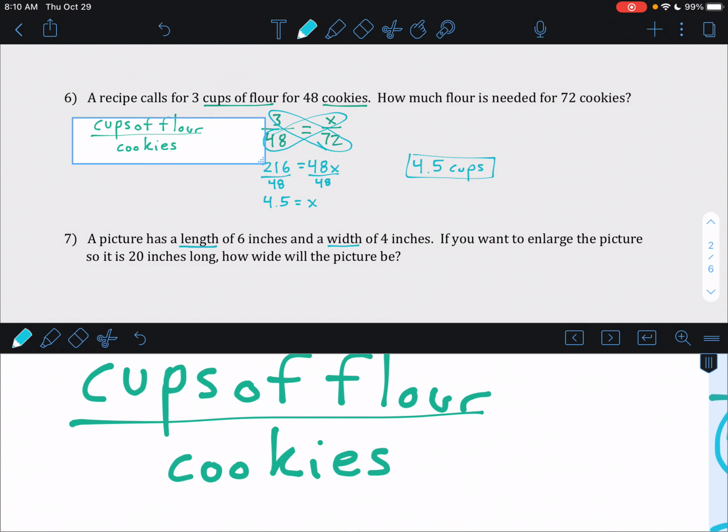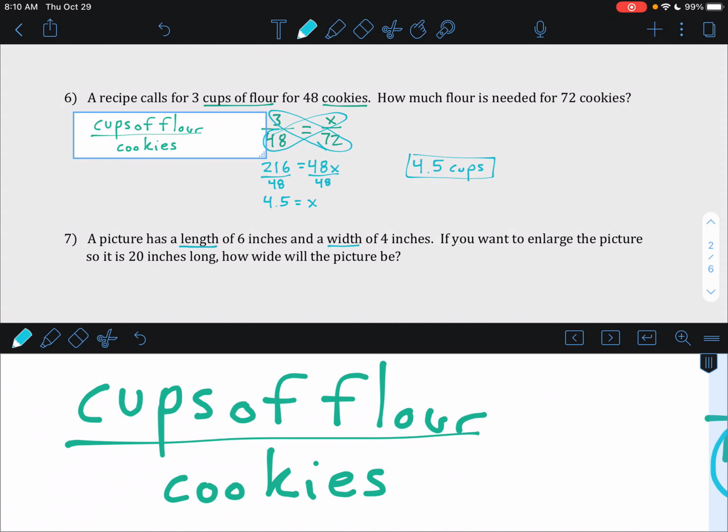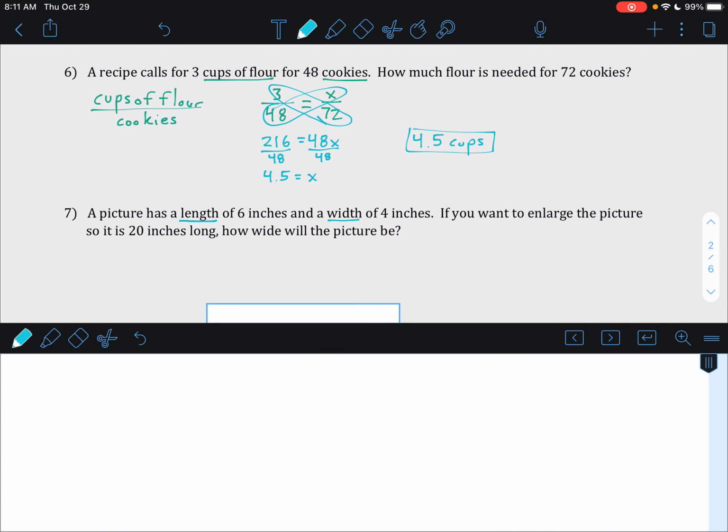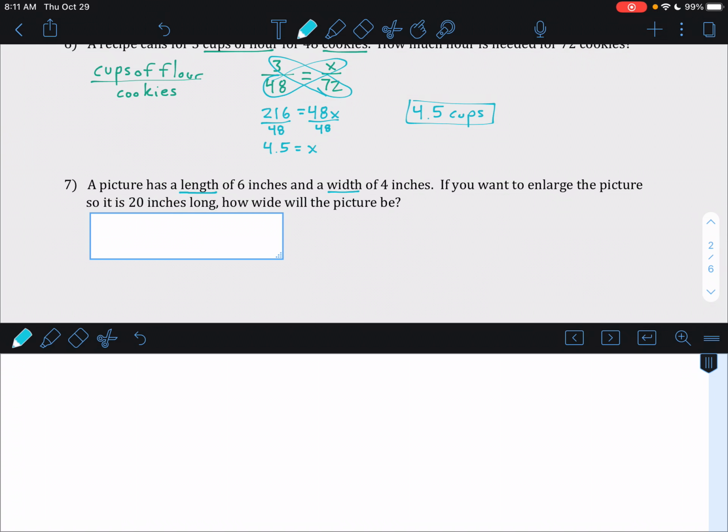That's why I wrote it out like this up here, because I had cups of flour on the top and cookies on the bottom. If you'd done cookies on the top and cups of flour on the bottom, that would work as well. But it would need to be the same in both of your proportions. So I could say 48 over 3 equals 72 over x. I can't say 48 over 3 equals x over 72. That wouldn't get me the right answer. Okay, so I'm going to start by just saying L over W, length over width.